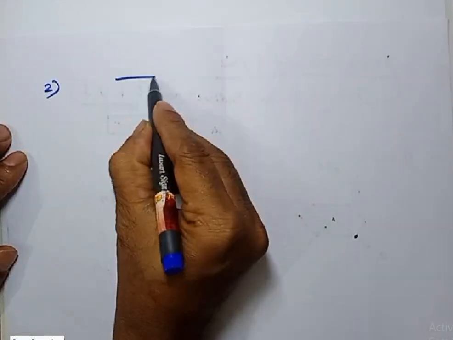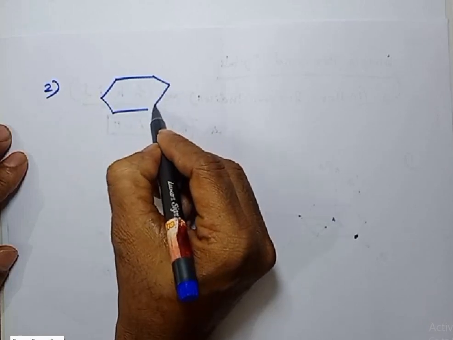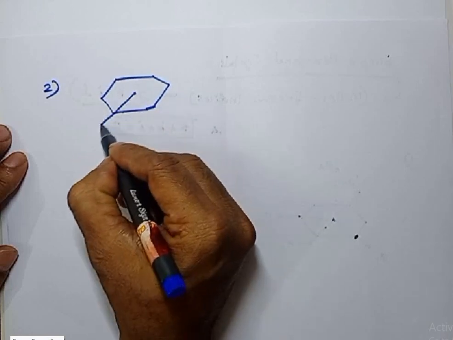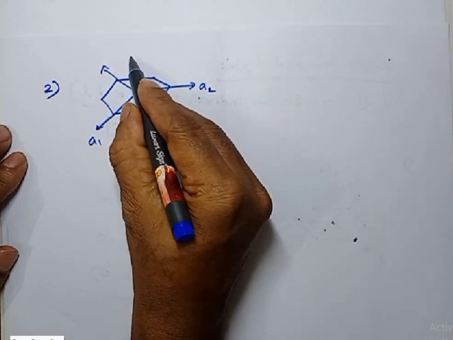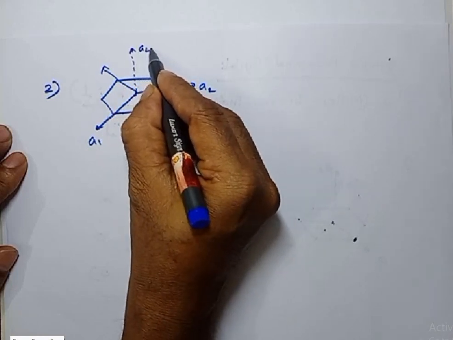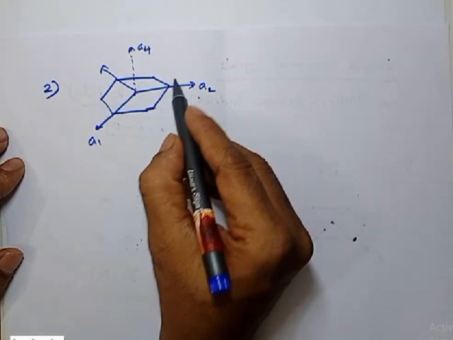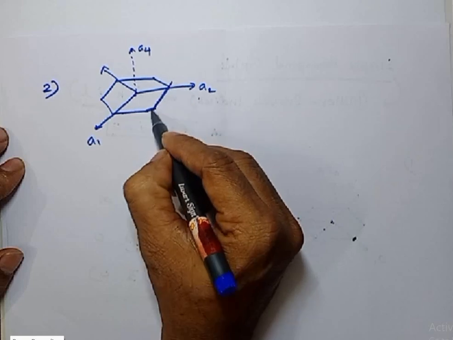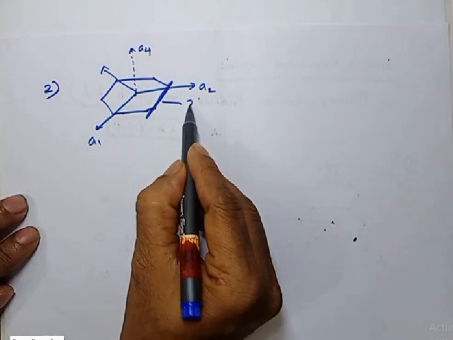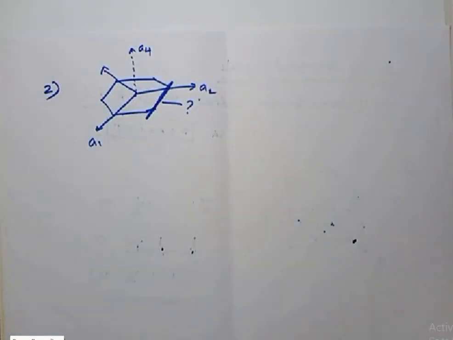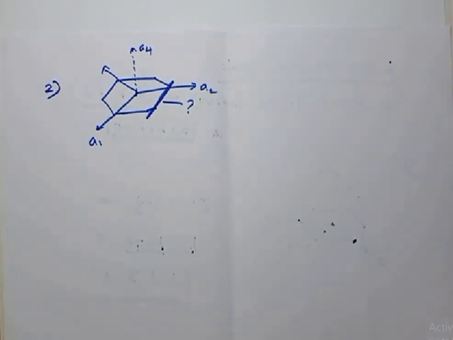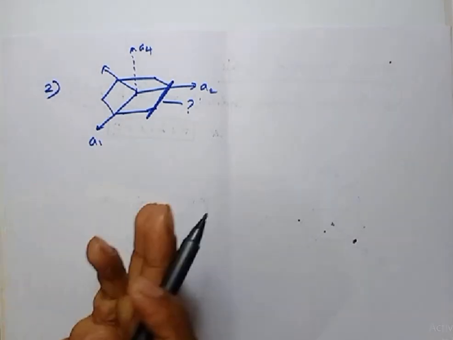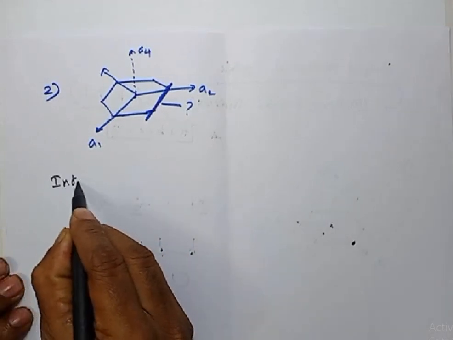Example number 2. This is the origin, this is the A1 axis, this is the A2 axis, and this is A3, and the perpendicular axis is A4. Now I'll give some plane here, say for example this plane. What is the Miller indices for this plane? I have a plane here which is parallel to A4 again. Find the Miller-Bravais indices for this plane. This plane passes through this corner and this corner. Can anyone tell me what are the intercepts this plane makes with A1, A2, A4? Let me write here.